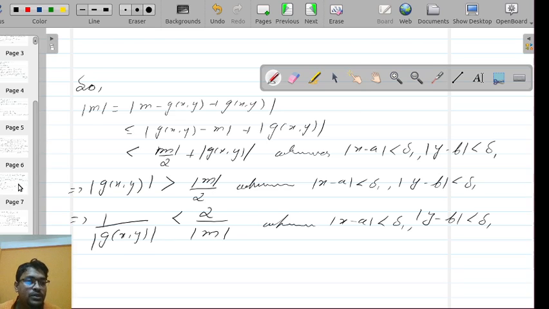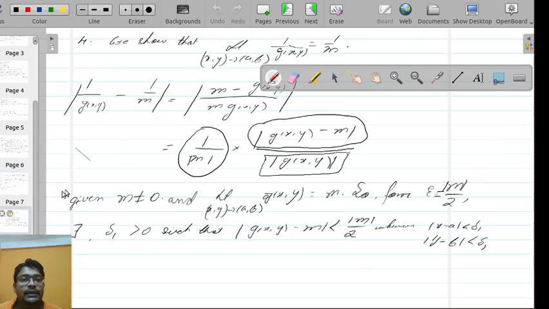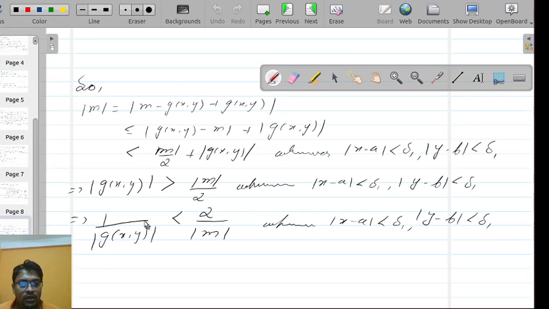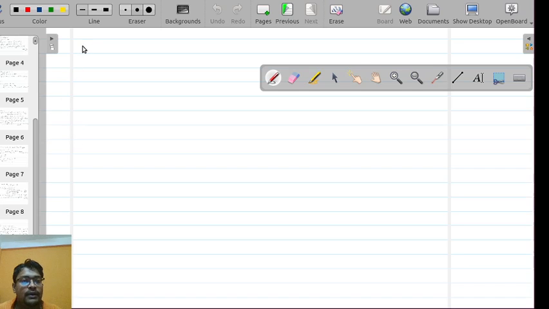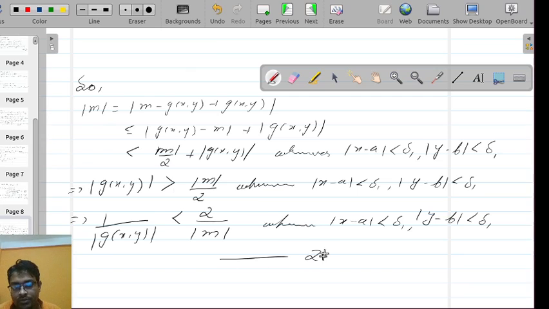So we can substitute in this particular thing. Yeah, so here we can make some substitution. So we have got 1 divided by mod of g of xy is less than 2 divided by mod m. Okay, 2 divided by mod m. So let us name this as 1. Hence, yeah, so let us name this particular thing as 2.